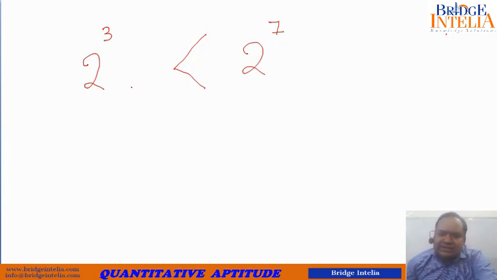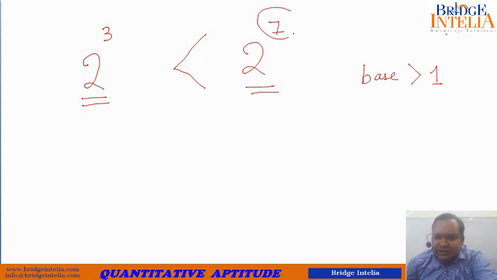So why does this become easy to compare? Because the base in both the cases is the same. If the base is the same and greater than 1, then you can safely conclude that the greater the exponent, the greater the entire expression. So it is easy to compare exponents when, as you can see for yourself, the base is the same and the base is greater than 1.